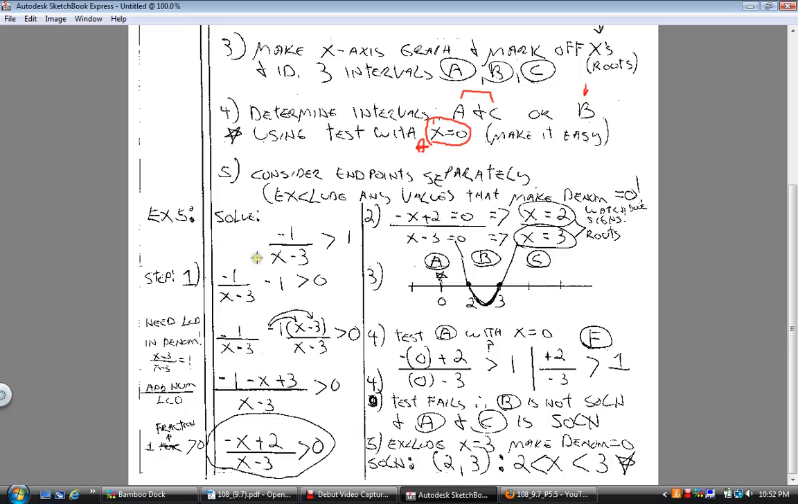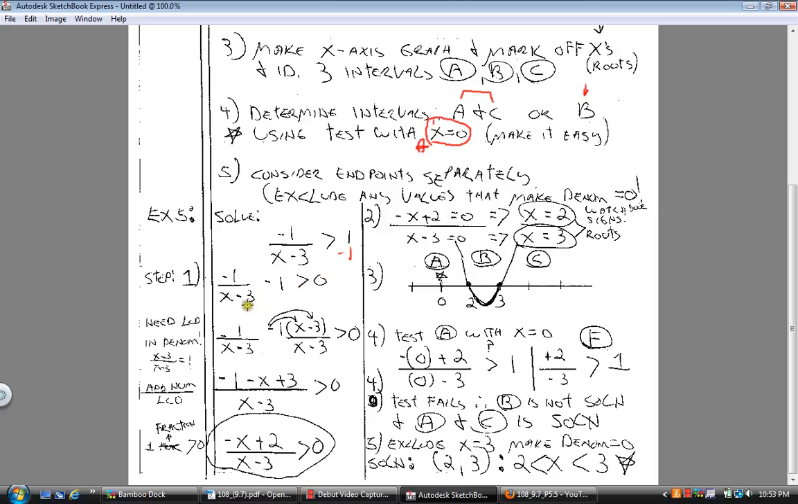We're going to start our rational inequality. We've got -1 divided by the quantity x minus 3 is greater than 1. You notice that you do not have a 0, so we are going to subtract 1 on both sides, and lo and behold, we are now left with the rational expression -1 over x minus 3, minus 1, greater than 0. Notice we do not have an equal sign here.